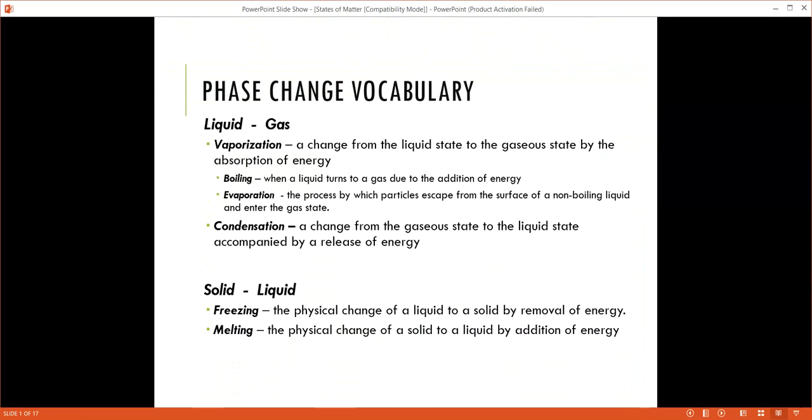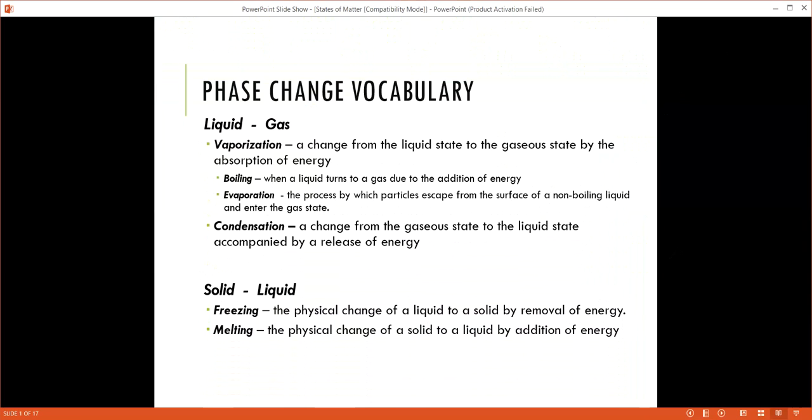Some quick phase change vocabulary for you. A lot of these words are words you've seen before, so we're not going to spend a long time, so make sure that you write quickly here. But some vocab associated with the phase change of going from a liquid to a gas, or reverse, gas to liquid.